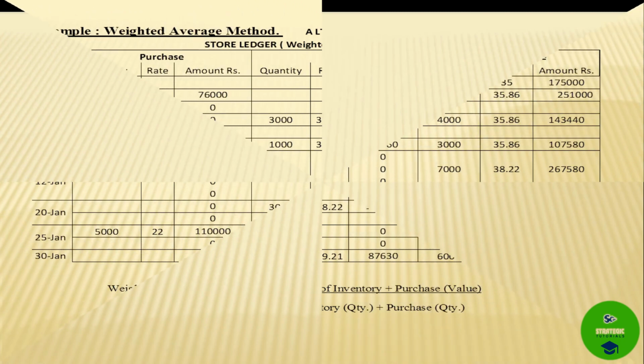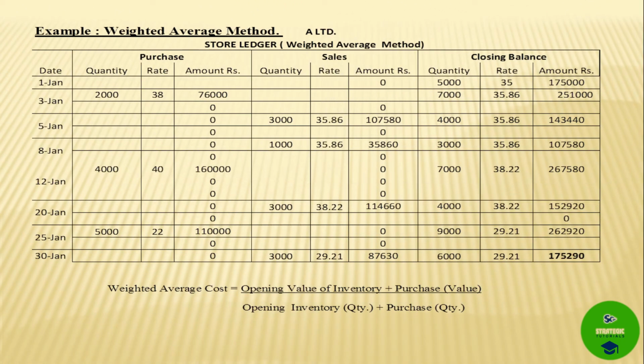If we go by weighted average method, the same example I have shown in weighted average method. So weighted average on the first day it was 5,000 units, rate was 35, so 1,75,000, that was the stock value. On 3rd we have purchased 2,000 units at the rate 38 rupees, so 76,000 amount we have purchased. So it will club with the earlier one, so total quantity 7,000 and the total value is 2,51,000. So the average price is 35.86.